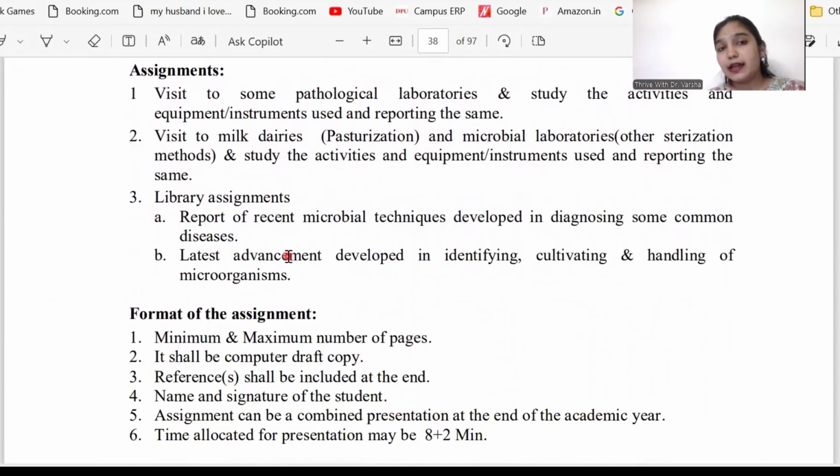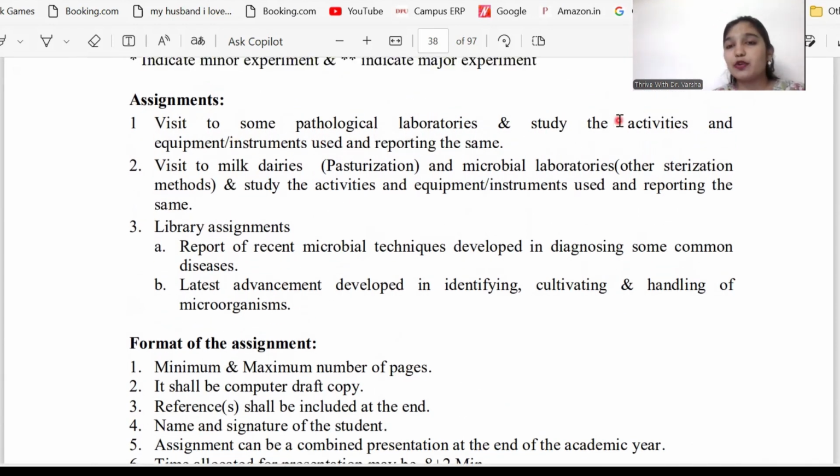And assignments that are included in microbiology, that is you have to visit some pathological laboratories to study the equipment and instruments used in those labs, as well as you have to visit milk dairies to study the microbial activity, how the pasteurization method takes place, and your college will arrange that.